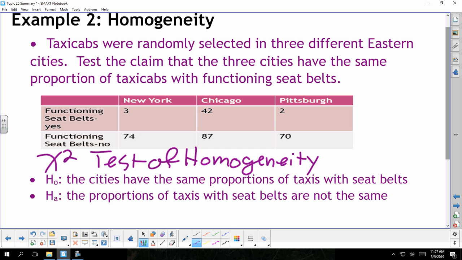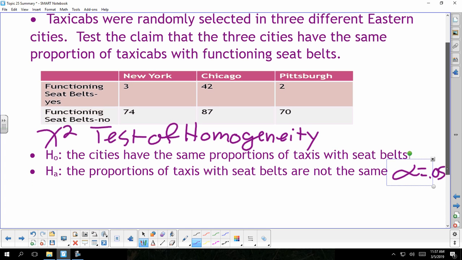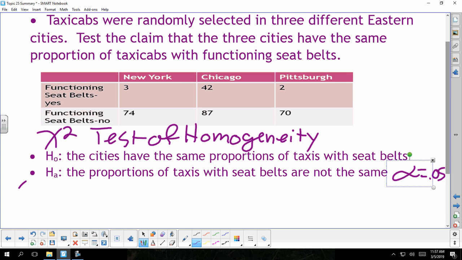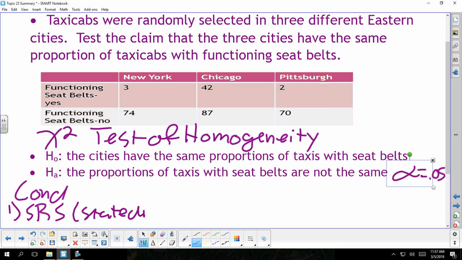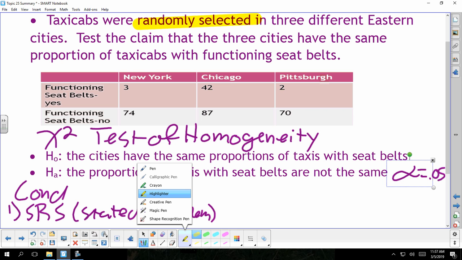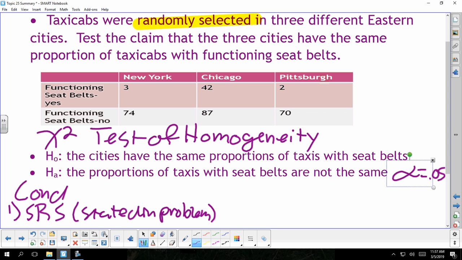We're not given a significance level. I'm going to choose 0.05. Let's go ahead and verify our conditions. Our conditions. 1, SRS. That's stated in the problem. Can we see that? Right there. It says randomly selected. We're happy with that. Now we need to go ahead and calculate our expected counts. So we're going to use our calculator for that.